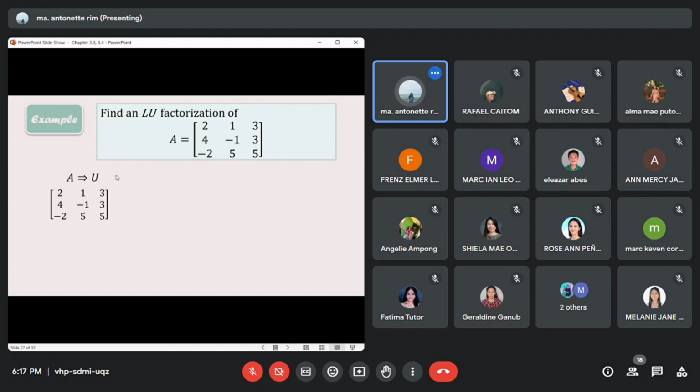So what is the form of U? We first transform A so that it takes the form of U. What is the form of U? I showed it in my previous slide. Anyone? What is the answer? Anthony? Upper, yes, upper triangular. The U is 2, 1, 3, negative 1, 3, and 5. Okay, so it should take this form.